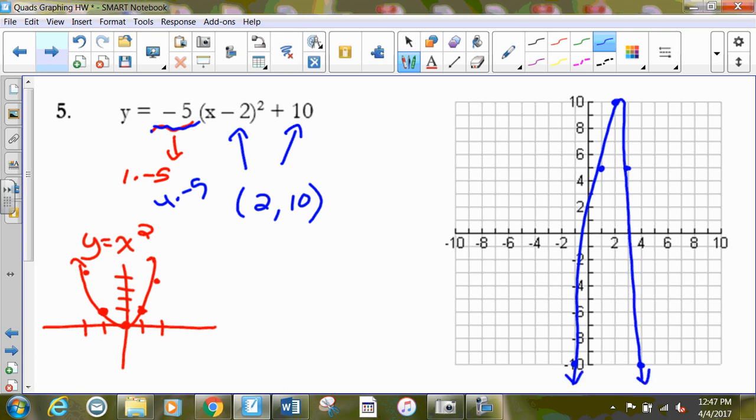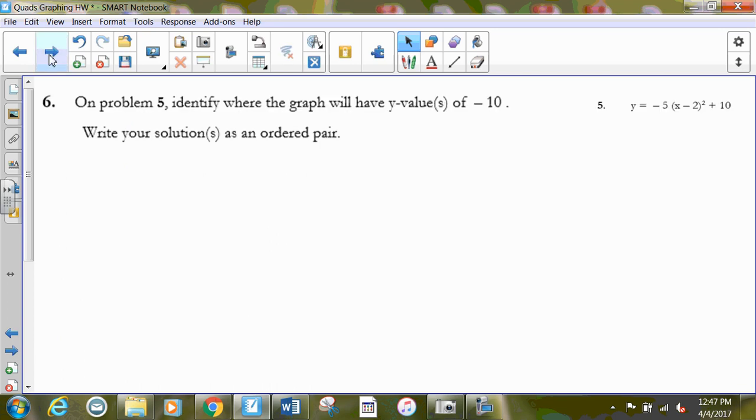There we go. So with that one, we're using prior knowledge and our understanding of the pattern of our parent function graph. On problem 5, I've got problem 5 on this screen so we could be reminded of it. Identify where the graph will have y values of negative 10 and write them as an ordered pair.